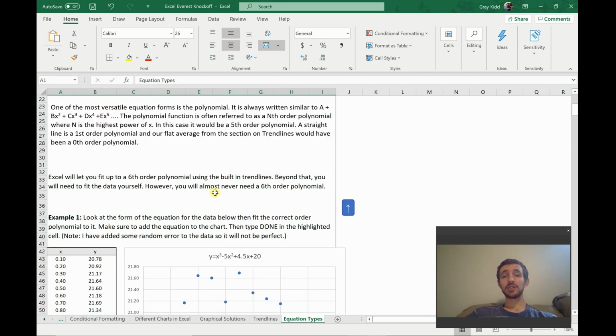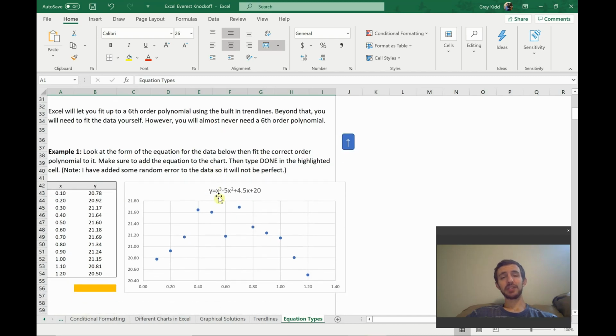Now Excel will let you use up to a 6th order polynomial. Beyond that you're going to have to fit it yourself. However, the weird thing is you almost never need a 6th order polynomial. If you're using that, you're probably making a mistake. Okay, so let's look at this right here.